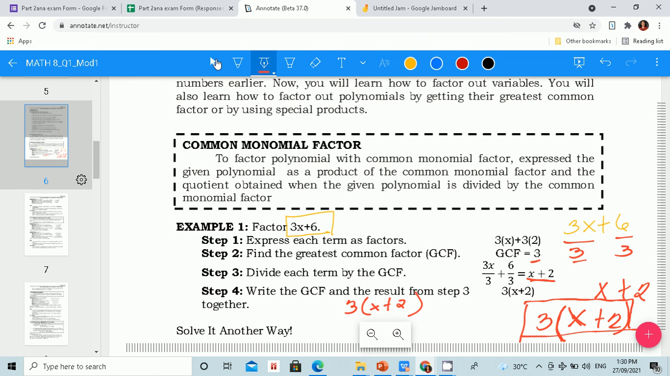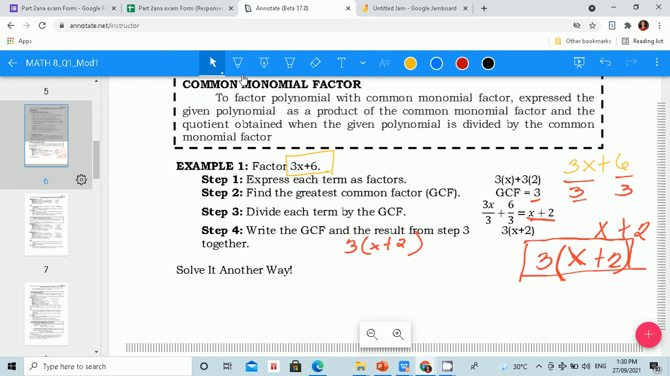Class, we can confirm if our answer is correct. So let's do checking. If this one is our answer, how can we be sure that it's correct? Let's multiply. Because again, another symbol of multiplication, class, is this parenthesis. So aside from the interpunct, the period in between the numbers, we also have parentheses.